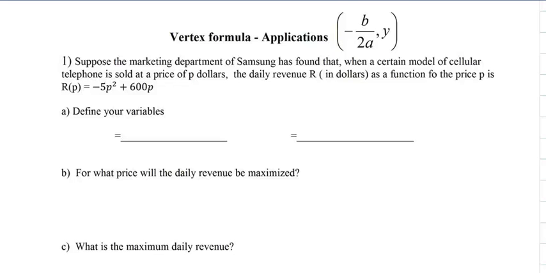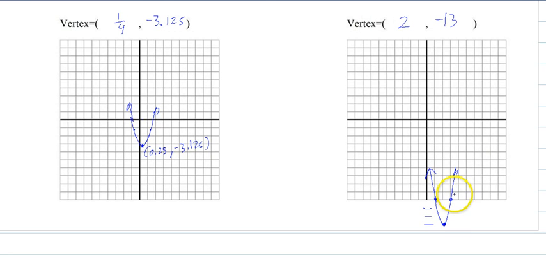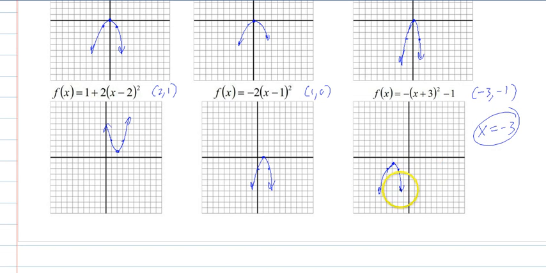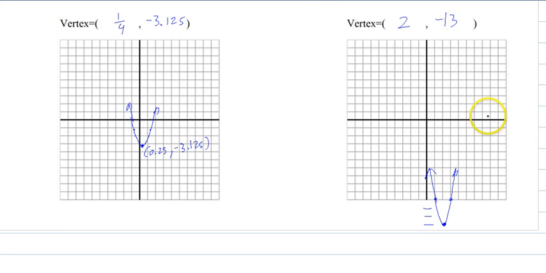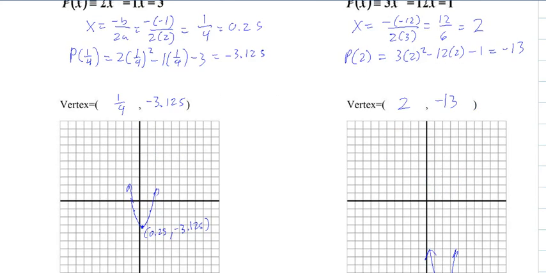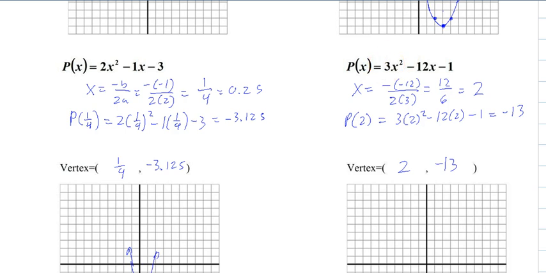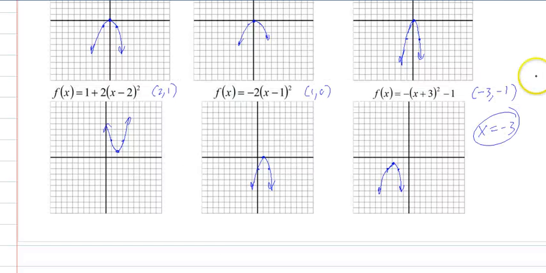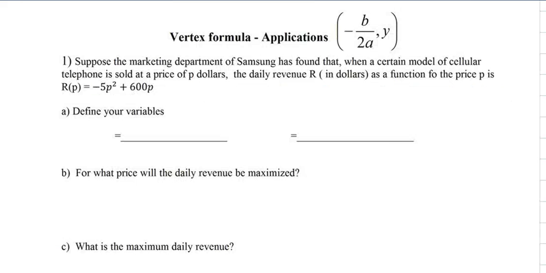This is applications of the Vertex formula. So we're going to be given formulas with quadratics, and we already know that when we graph them, they make parabolas. They could be upside down parabolas or right side up. And these are always when our a is positive. And then when our a is negative, they're upside down. So this one's negative, so we know it's going to look like this.